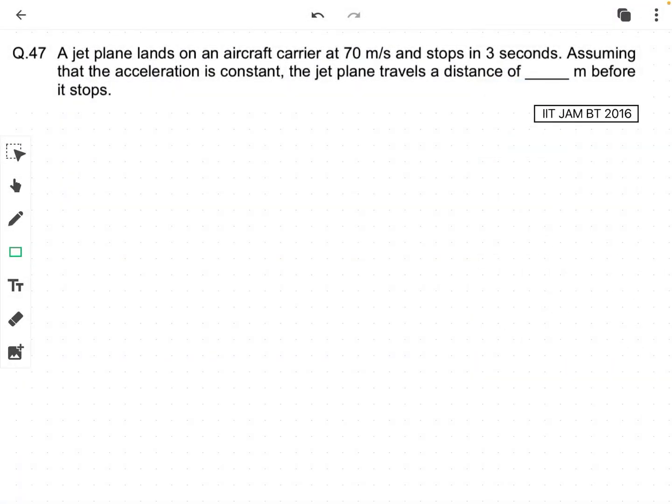In this video, we are going to solve a problem which came in the year 2016 in JAM Biotechnology paper. Here the question is, a jet plane lands on an aircraft carrier at 70 meter per second and stops in 3 seconds. Assuming that the acceleration is constant, the jet plane travels a distance of dash meter before it stops.